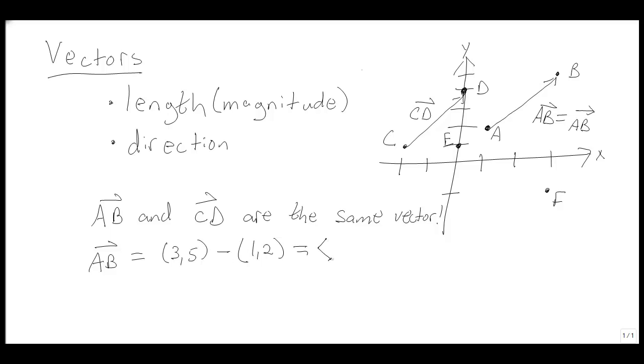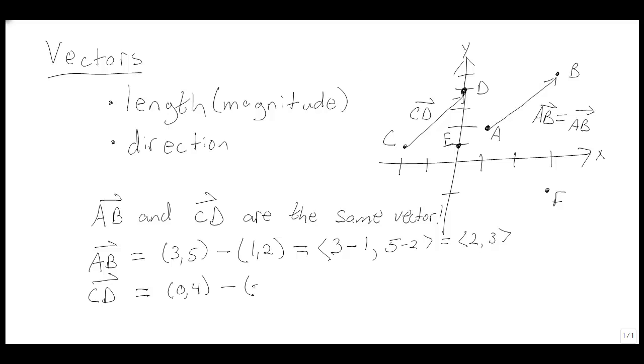And when I write the vector, I'm going to tend to switch to an angle bracket notation instead of parentheses for points. There's all sorts of different notations that you may see here, though. So I do the 3 minus 1, and then the 5 minus 2. So that gives me 2, 3. So AB is really the vector <2, 3>. And you can see when we say AB and CD are the same vector, CD, D is the point 0, 4.